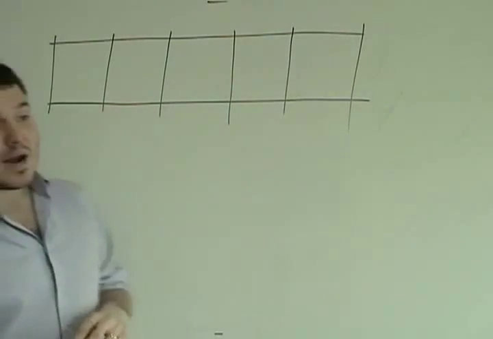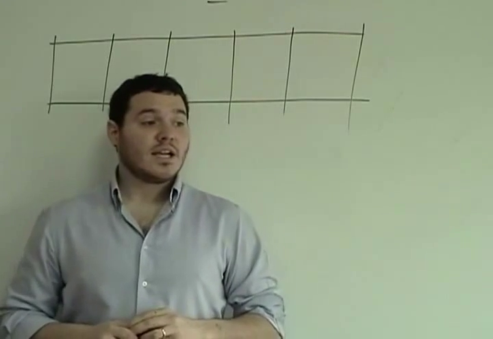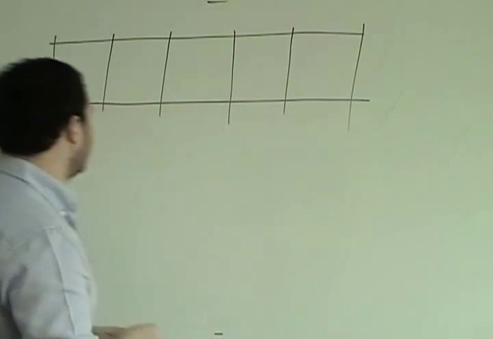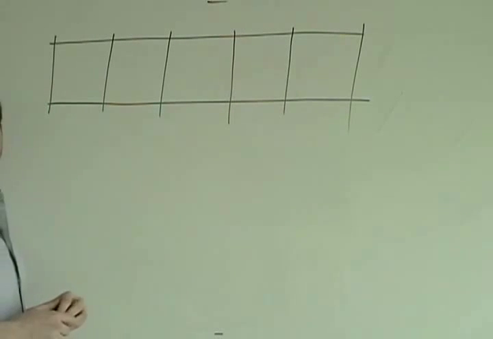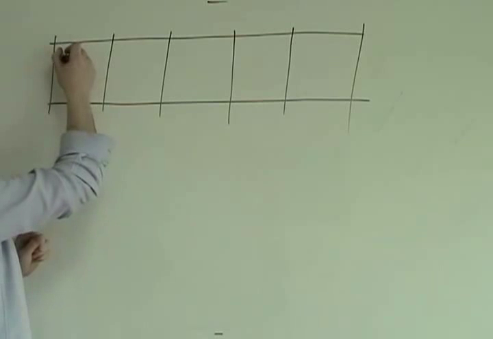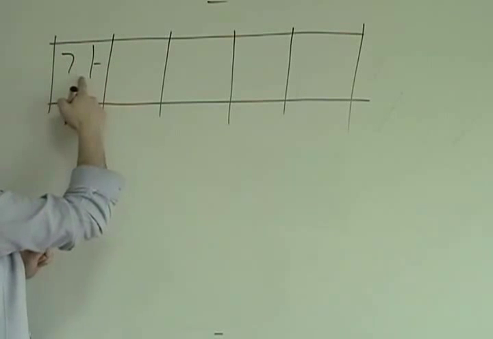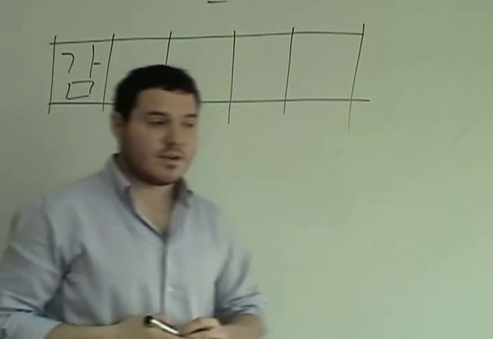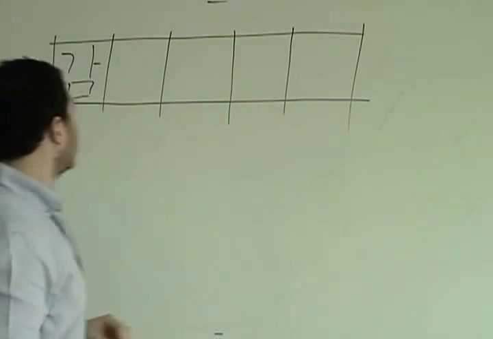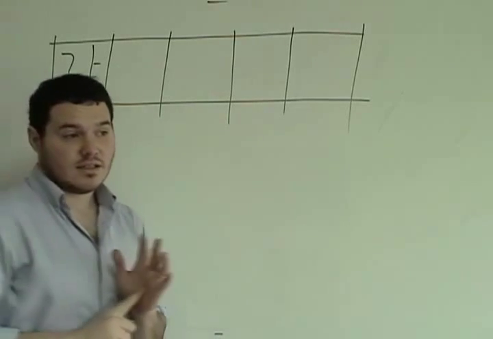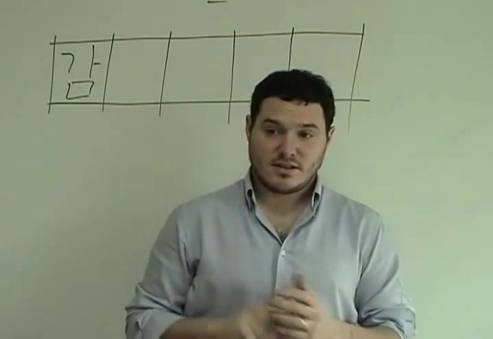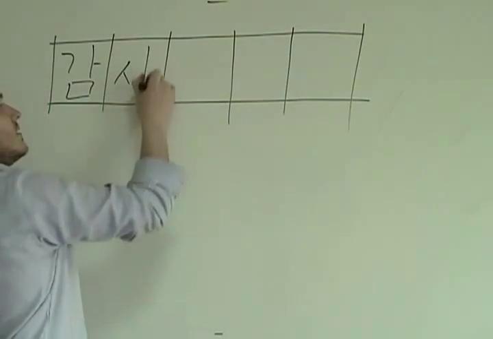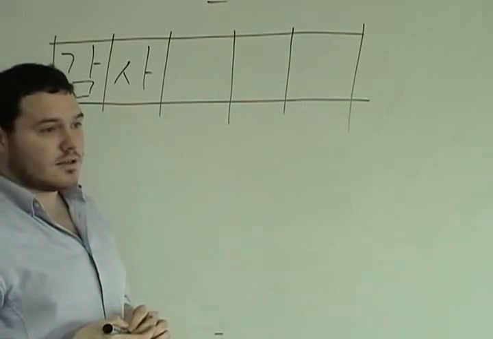Anyways, the first syllable, gam. G-A-M. A is vertical. So we have the G and the A will split the top, and the M will fill the bottom. Gam. Next part, sa. Gamsa. Sa, and then the vertical A. We've already seen this one in sarang. Gamsa.